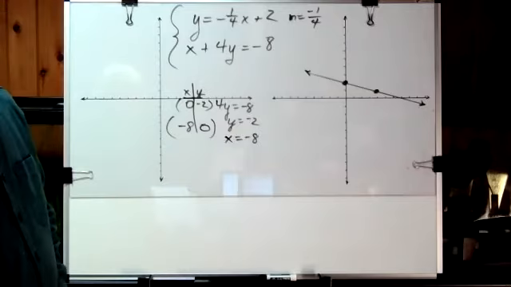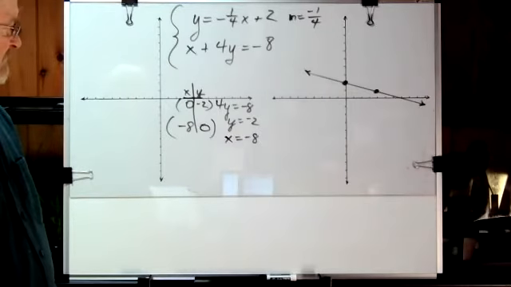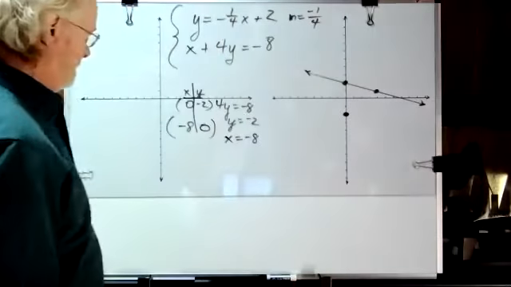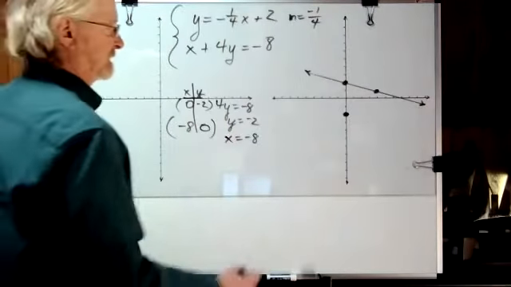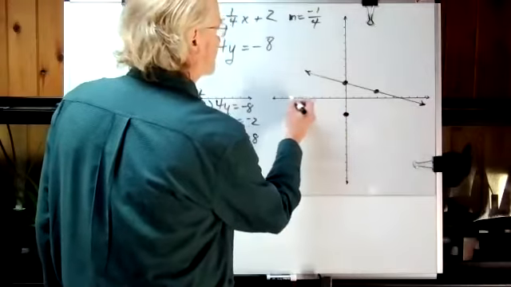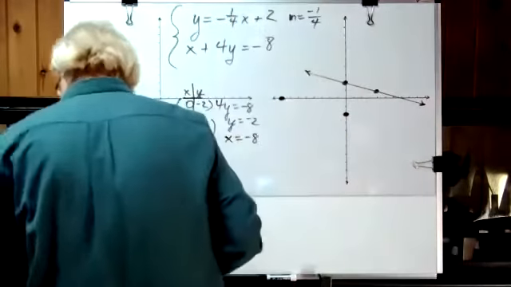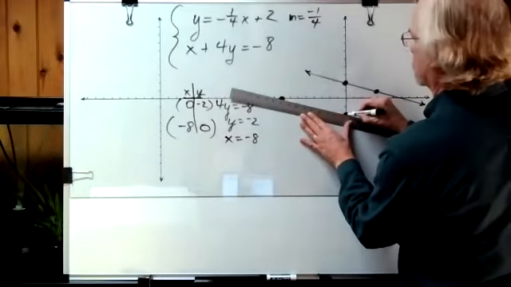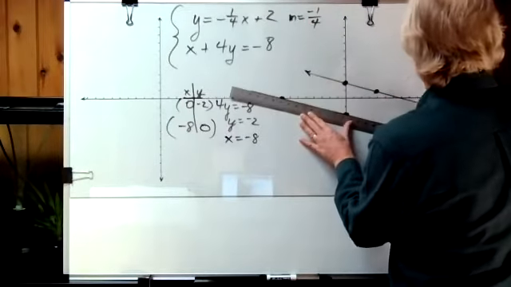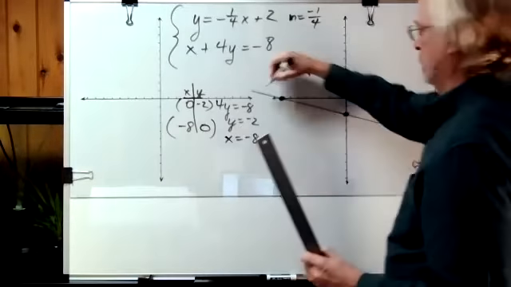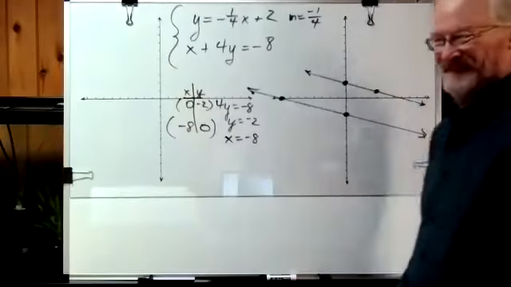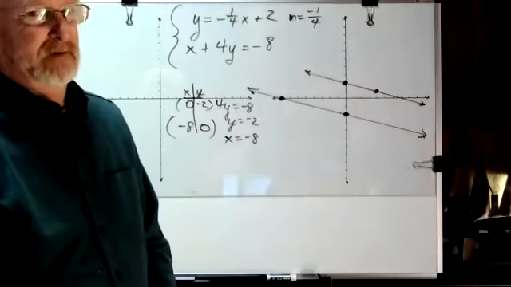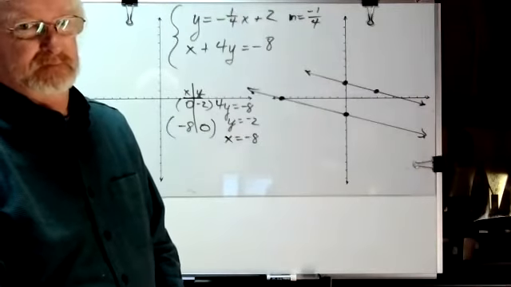Two points for that second equation. 0, negative 2. And negative 8, 0. See if I get enough points on my graph here. 1, 2, 3, 4, 5, 6, 7, just enough. What's going on? I think they look like parallel lines.